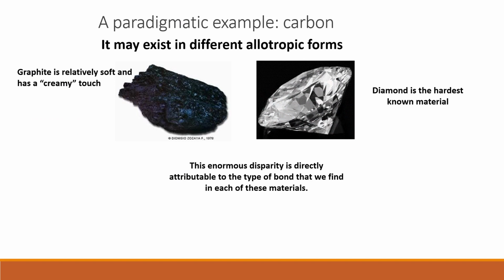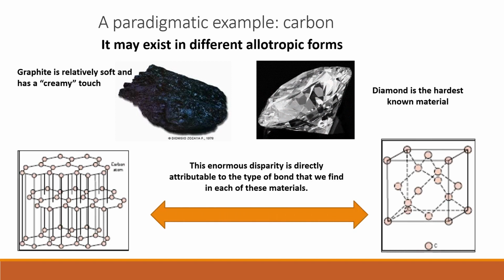First of all, we have a paradigmatic example to illustrate how important the type of bond and the binding system are. Graphite is a relatively very soft material, has somehow creamy touch. It's like oil or something like that. Diamond is the hardest known material, both of carbon. The enormous disparity between graphite and diamond is directly attributable to the type of bond, and in fact we have two completely different materials, and the properties of these materials are completely different, although the element forming them is carbon. The only difference is binding.